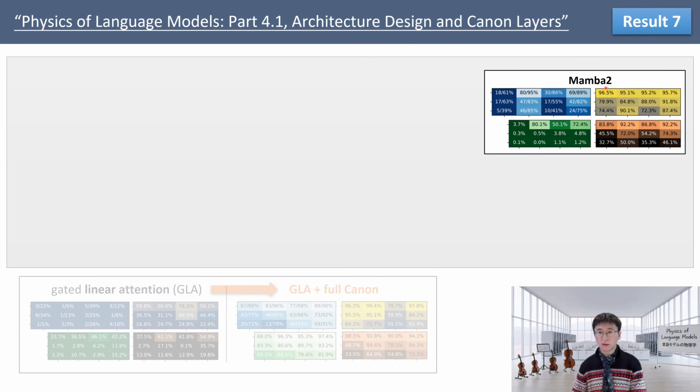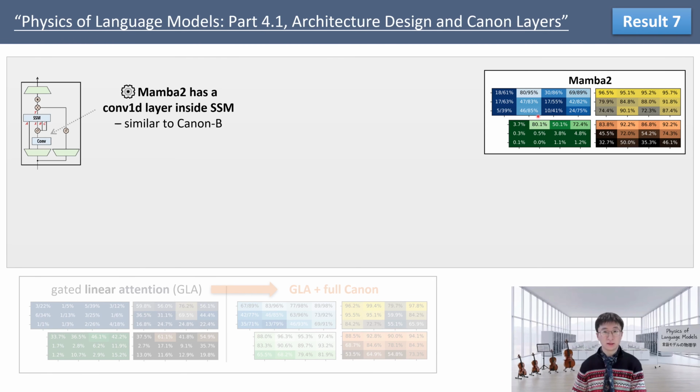In the next result, let me show you about Mamba2. I showed you already the performance of Mamba2. But now let me tell you a secret behind Mamba, actually both Mamba2 and Mamba1. They have this very smart SSM design, but outside the SSM, they also secretly introduce this Conv1D layer, similar to our Canon B, but on selected coordinates and without the residual link and with activation.